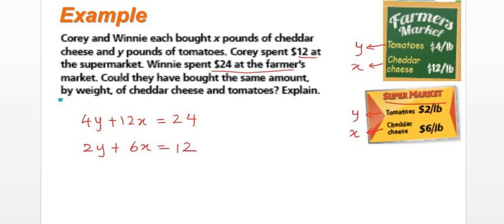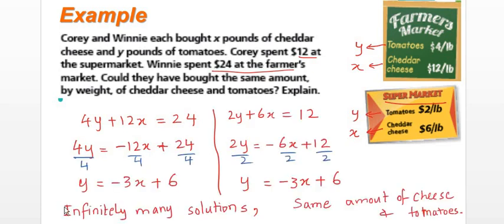After getting the equations, they are asking you this question, could they have bought the same amount by weight of cheddar cheese and tomatoes? So we have to check it first. You will change it into standard form, and decide whether it will have one solution, no solution, or many solutions. First solve it and then play the video. I will explain it to you in detail in the end. So here is the answer. We can notice that both the equations are becoming exactly the same. They have the same slope and same y-intercept. So there will be infinitely many solutions, which means we can generalize that both of them bought the same amount of cheese and tomatoes.